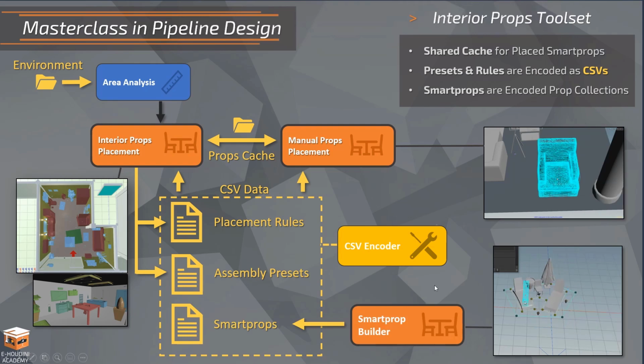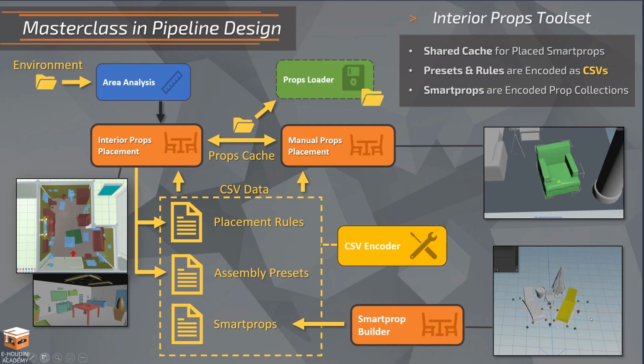And then for the smart props, so the smaller objects, the individual components that I'm placing, they also get stored in CSV data, and these can also read that. And there's this editor for that. And again, once you're done, you just send it out to a loader, and you can load it in anywhere. Unreal, another Houdini tool, whatever.